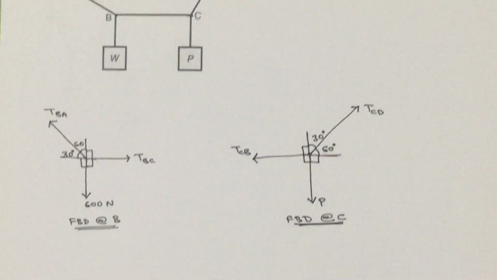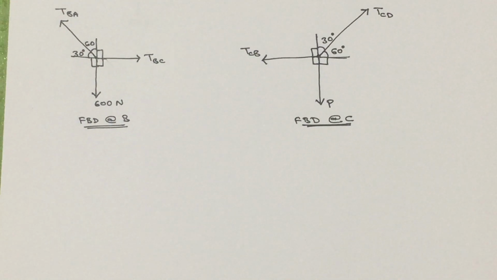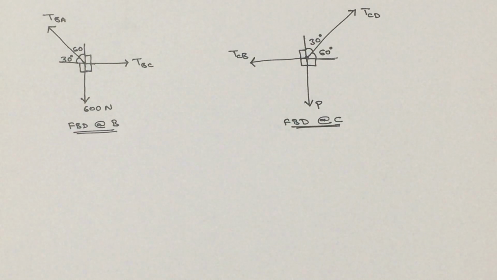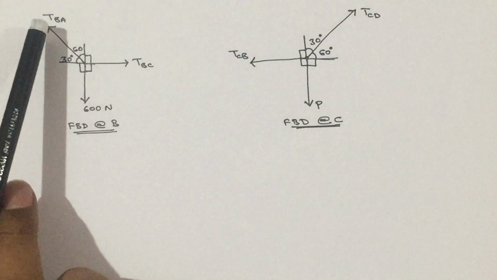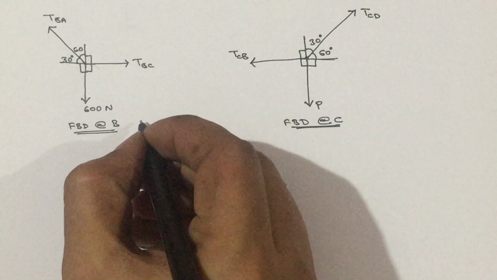Once the free body diagram has been written, then we need to choose the free body diagram, so that we know which one we need to solve first. For that, count the number of unknowns. Here the unknowns are TBA, TBC. There are two unknowns.